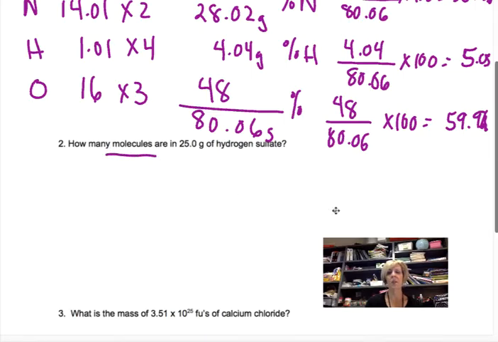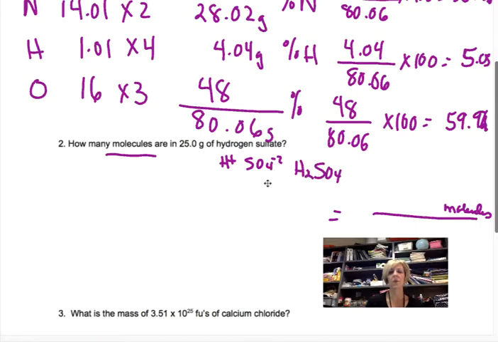All right, so now we're going to do our mole conversion problems, and I'm asking for how many molecules of hydrogen sulfate. So I need molecules. Technically, this would be an FU, but that's all right. We'll call it molecules. Hydrogen sulfate. Hydrogen is a +1, sulfate SO4 -2, and so my compound is going to be H2SO4.